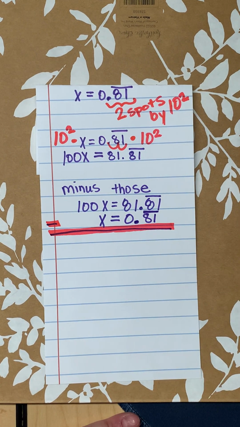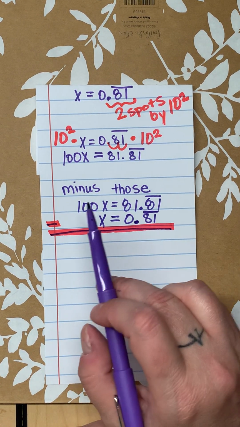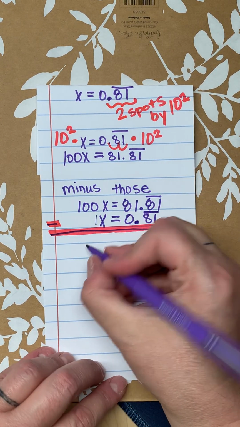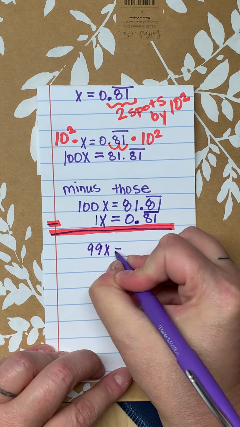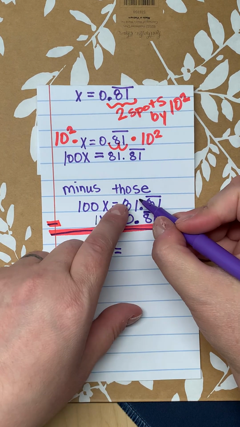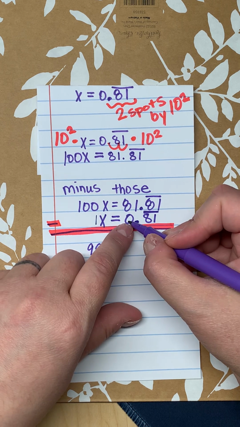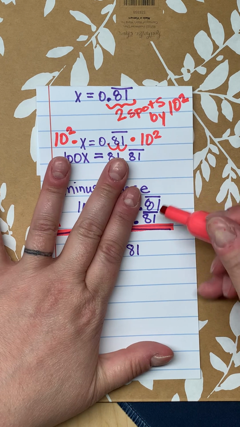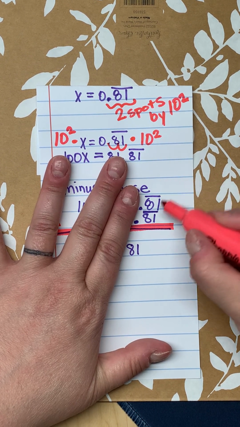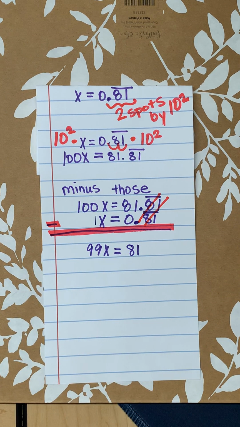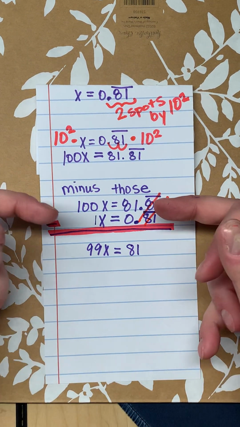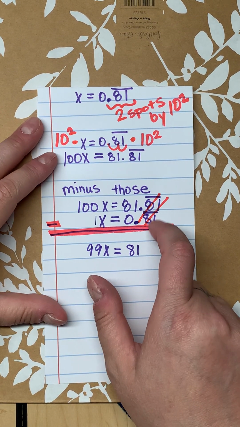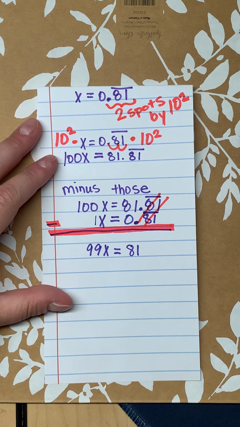Okay, so let's subtract these. Let's see, 100x minus a pretend 1x, that's 99x. And then let's see here, 81 minus 0 is 81. But what happens to the decimal part that repeats? They cancel out when we subtract. So this is kind of weird. We're subtracting two equations. And when we do, the 0.81 repeat cancels out.